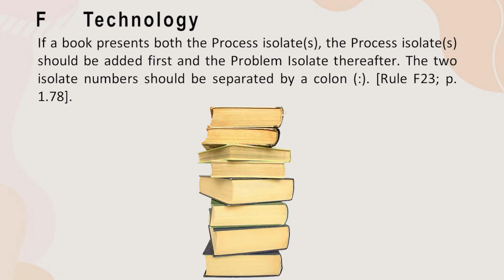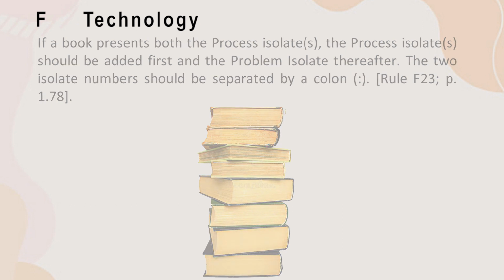If a book presents both the process isolates should be added first and the problem isolate thereafter. The two isolate numbers should be separated by a colon. See the rule F23 page 1.78 in part 1 of the 6th edition.